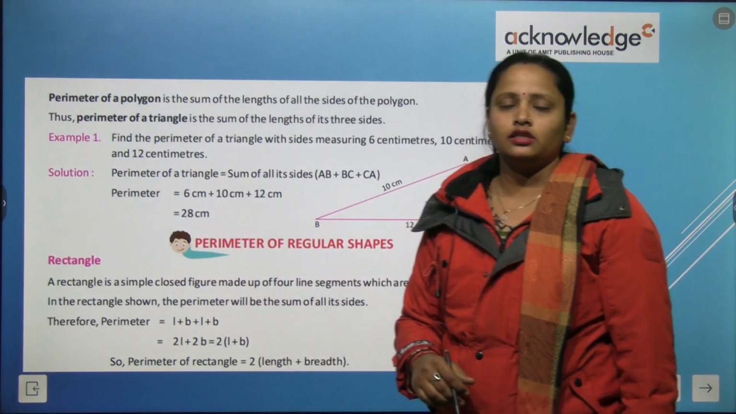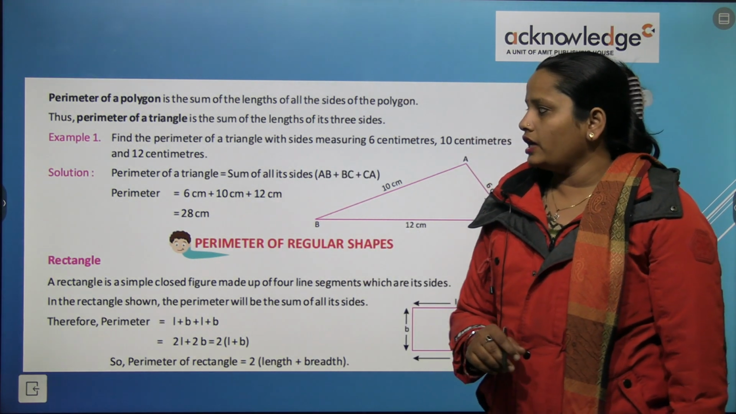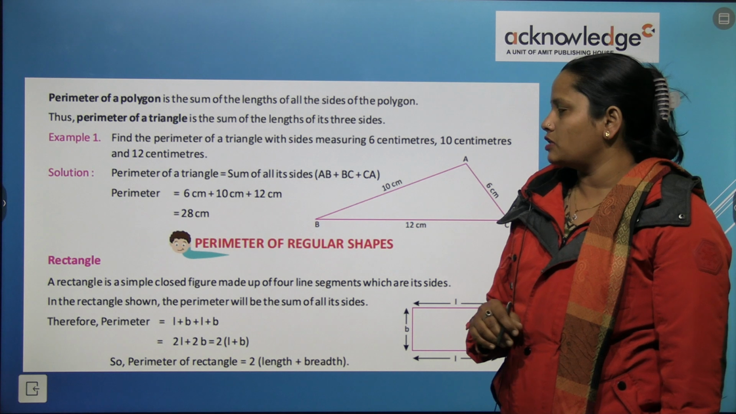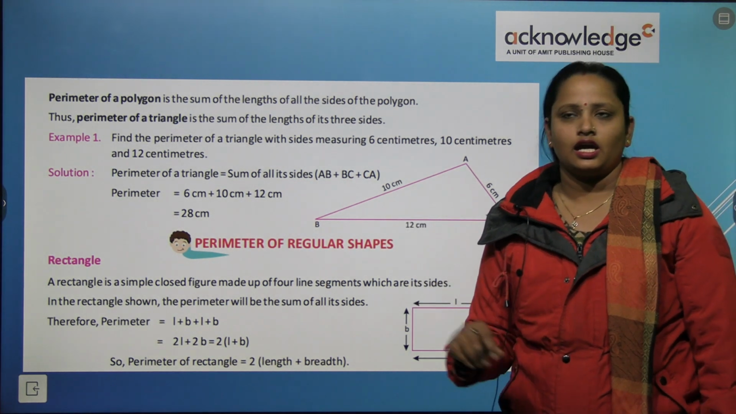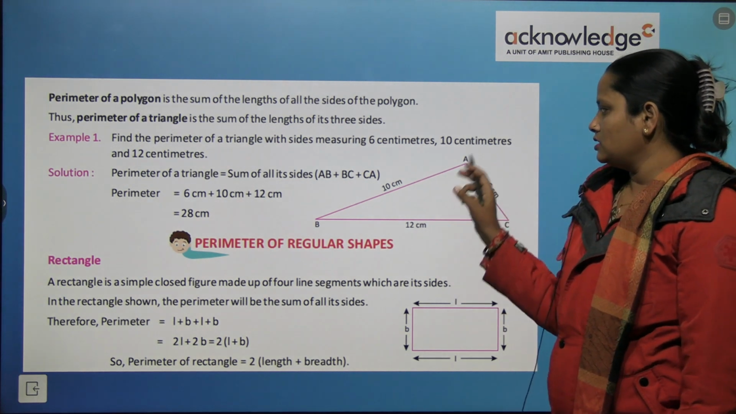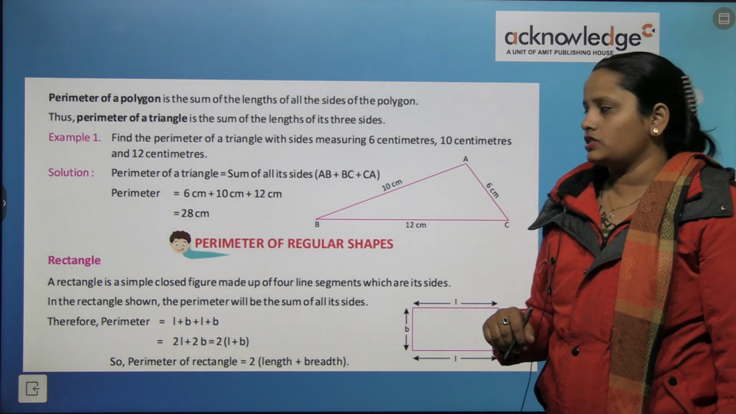Now let's learn this with an example. Let's understand this with an example. Find the perimeter of the triangle with sides measuring 6 centimeter. एक triangle है आपके सामने जिसका side क्या है 6 centimeter, 10 centimeter and 12 centimeter. So these are the sides of this triangle.